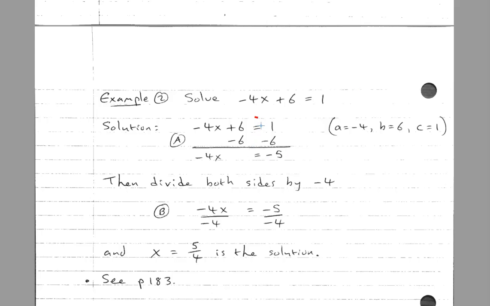The key thing to always remember in dealing with equations is whatever you do on one side, you have to do the same thing on the other side of the equal sign. So after step A, we're left with -4x equals -5. What do we do then? The number multiplying the x is -4, so we want to divide both sides by -4.